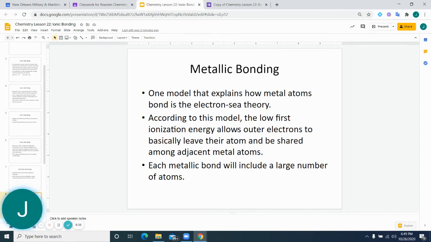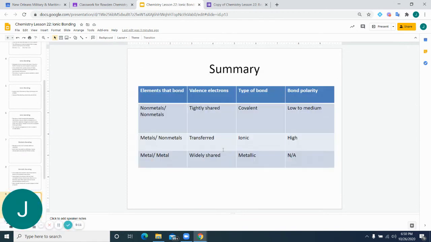So a model that explains how this works is what we call the electron sea theory. And what this basically says is that because they have low first ionization energy, what will happen is the outer electrons are basically leaving the atom, and then they can just be attracted to the nucleuses in the other atoms around them. So basically what happens is the metallic bonds work because you have all these free-floating electrons on the outside of every atom that are then attracted to the positive nucleus of the other atoms. So it's like a big hippie commune where they're just sharing all these random electrons all over the place. So that's why you end up having a large number of atoms in a metallic bond.